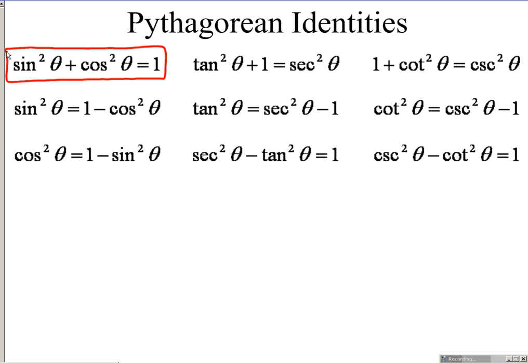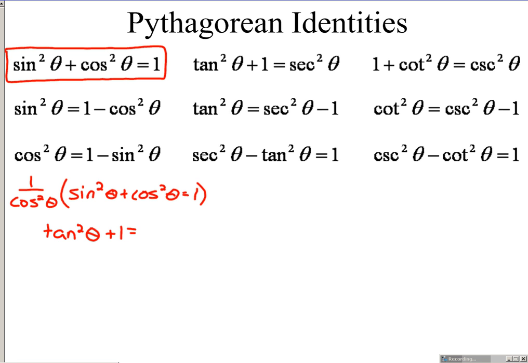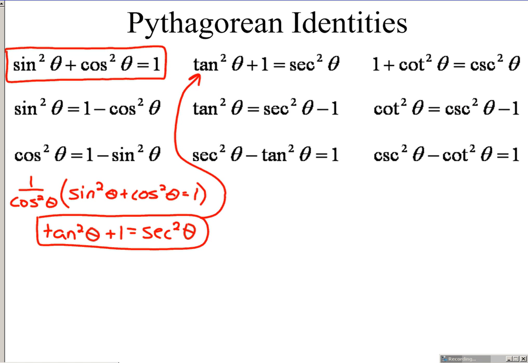Now, to get to the next group of 3 in the middle column, if I take this function, sine squared plus cosine squared equals 1, and I multiply it by 1 over cosine squared. Distribute that through. We get sine squared over cosine squared. Well, we know sine over cosine is tangent, so that's tangent squared. 1 over cosine squared times cosine squared is 1. And on the other side, 1 over cosine squared times 1 is 1 over cosine squared. And 1 over cosine we know is secant, so that's secant squared. That then becomes our top identity right here.